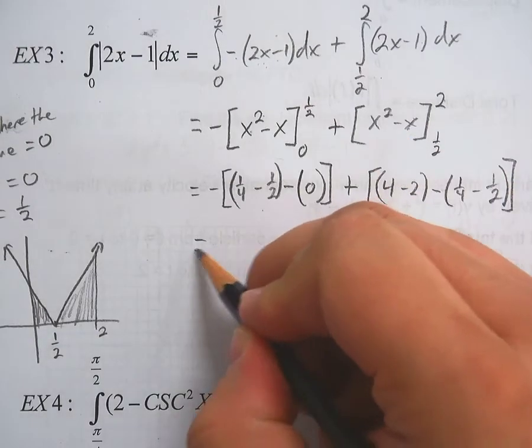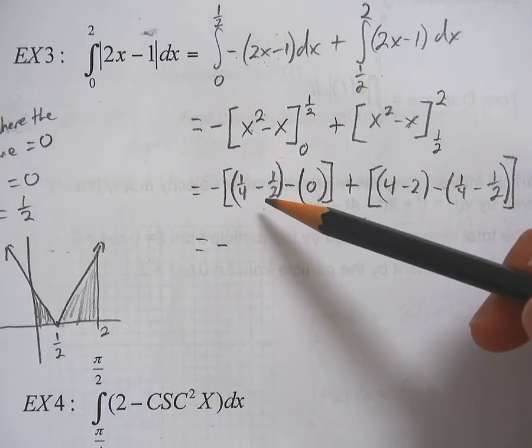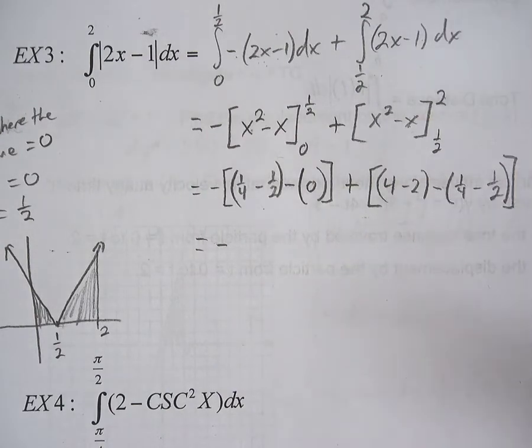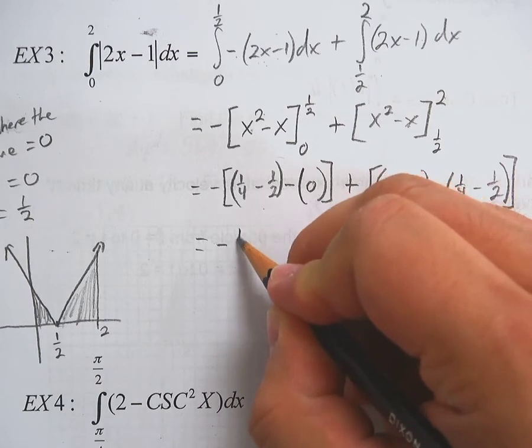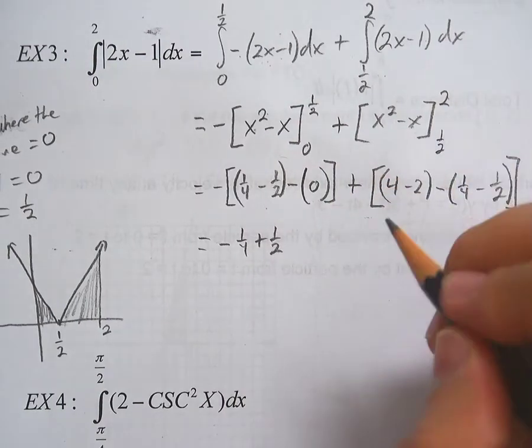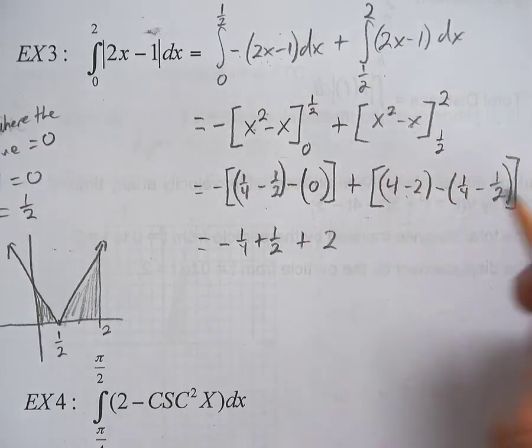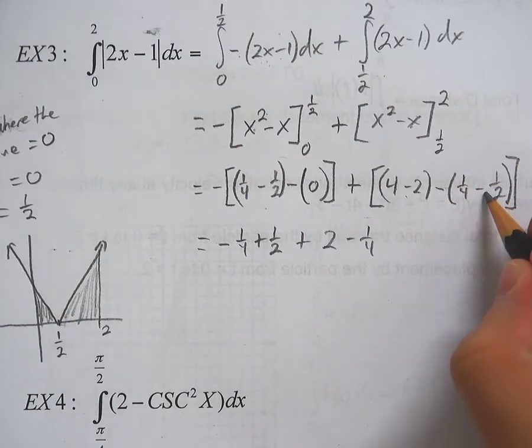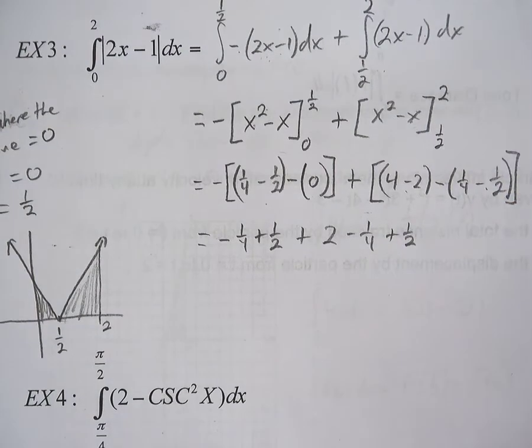Let's figure out what this thing's going to be. So we have 1/4 minus 1/2. Everything is in eighths here, so let's simplify this all together. It'll be negative 1/4 plus 1/2 plus 2 minus 1/4 plus 1/2. Right? Something about that's not working out.